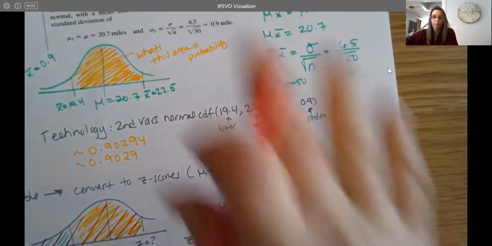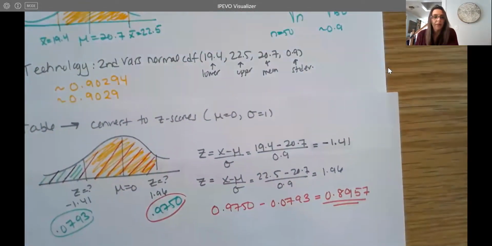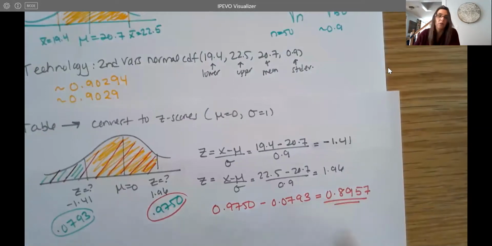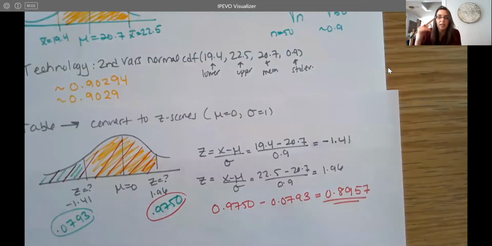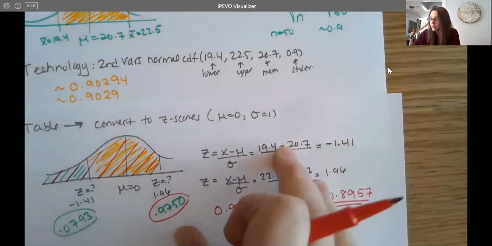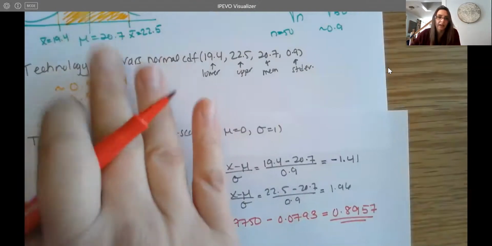And you can see that it's pretty close, right? They would both round to 0.9. You do have some slight differences because the tables in the back of the book are already pre-rounded, so they do have some rounding error already built into them, whereas your technology is more accurate. But you can see that they're very, very close. They both would round to 0.9. So this is how you can do it using the tables, and this is how you can do it using technology.